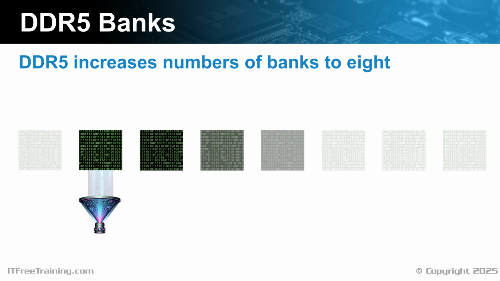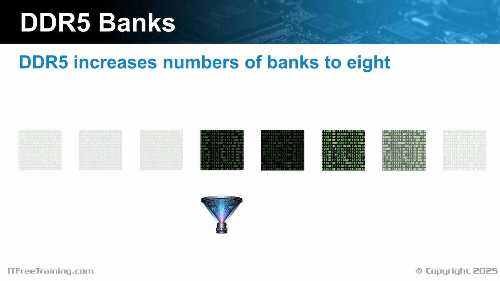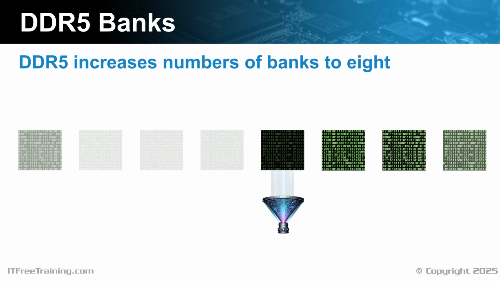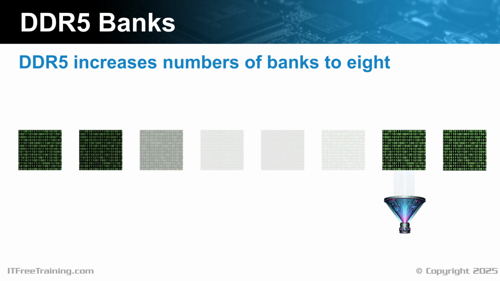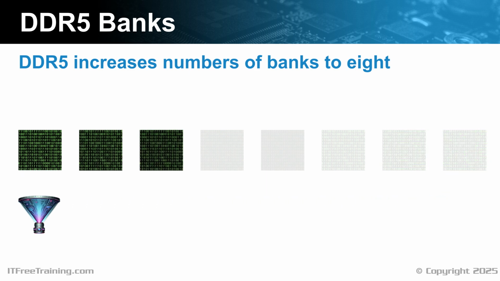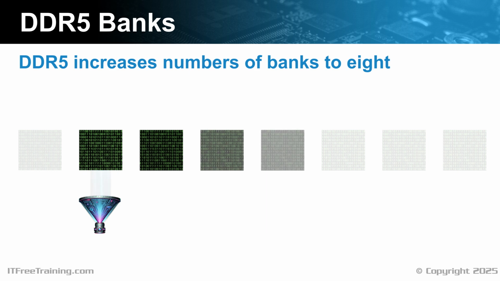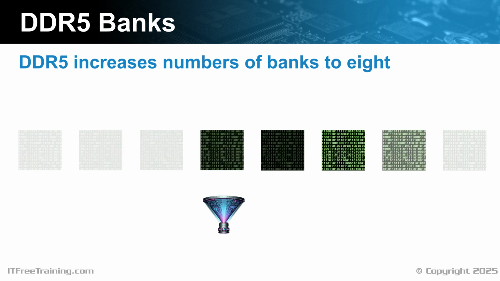The reason that banks are used is that there is a wait time period before the bank can be accessed again. With DDR5, the speed was so fast that by using only 4 banks, the bank did not have enough time to refresh. Thus, 8 banks were required. Having 8 banks gives enough time for the bank to refresh before being accessed again.